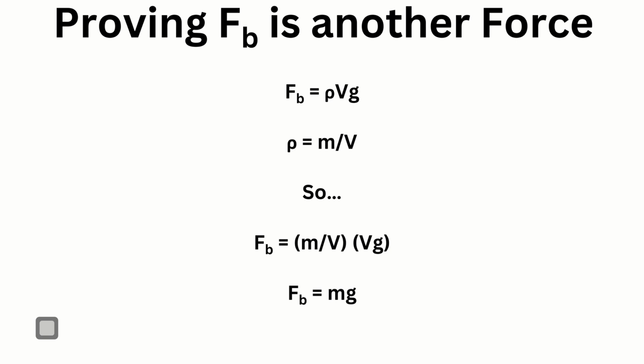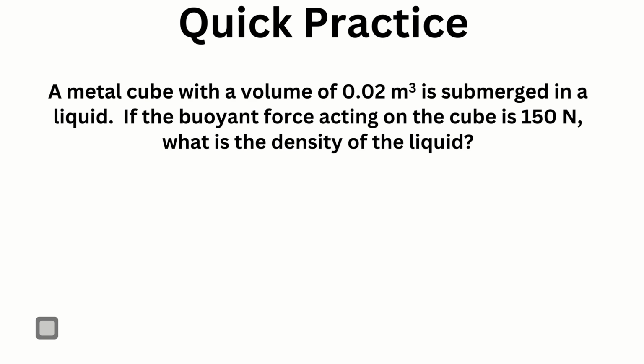That's the force pairing. All right, so if I give you this question, pretty quick here. A metal cube with a volume of 0.02 meters cubed is submerged in a liquid. If the buoyant force acting on the cube is 150 newtons, what is the density of the liquid? Okay, so I have my formula, rho V g. I know the buoyant force, 150. I know g is 10.